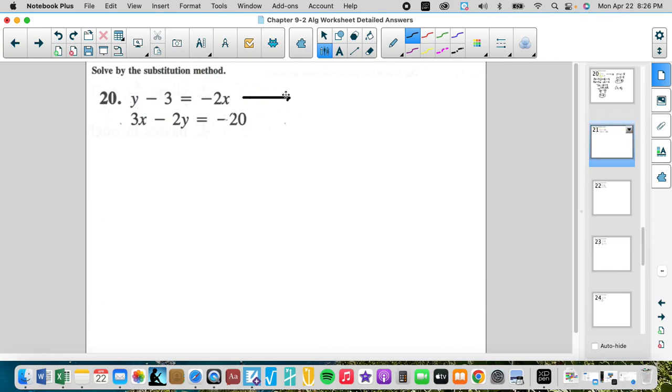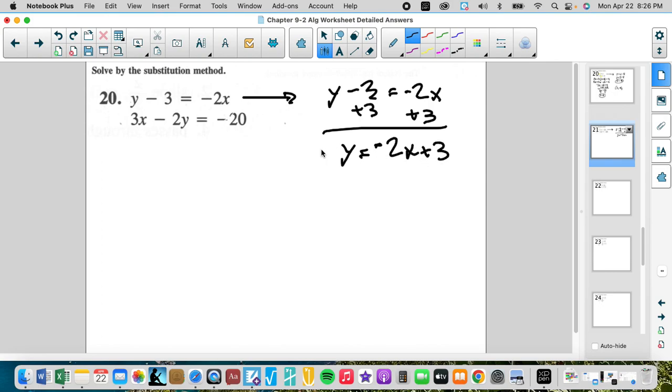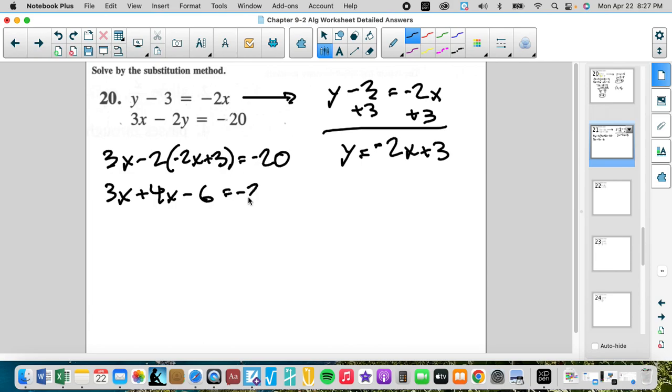All right, I'm going to take this equation. Y minus 3 equals negative 2x. I'm going to add 3 to both sides. Y equals negative 2x plus 3. Let's take this and substitute it in for y, which is negative 2x plus 3 equals negative 20. Distribute the negative 2, which is positive 4x, minus 6 equals negative 20. 7x minus 6, we always simplify before we start moving.